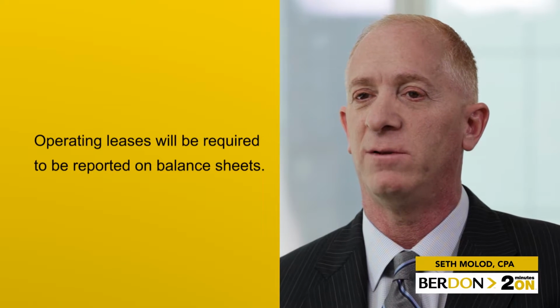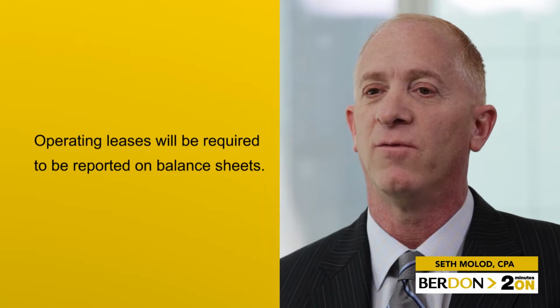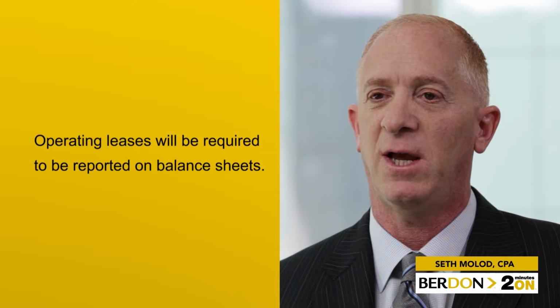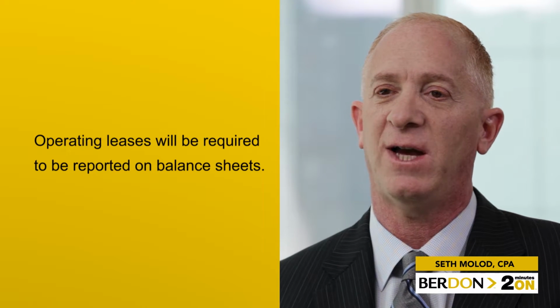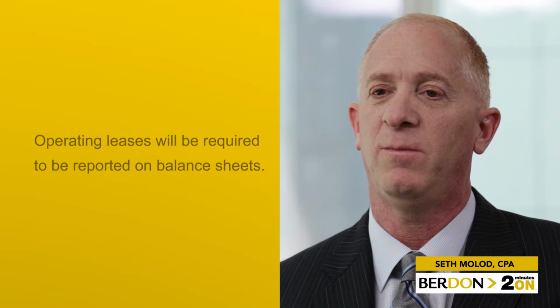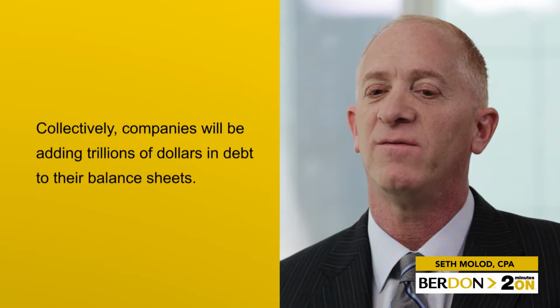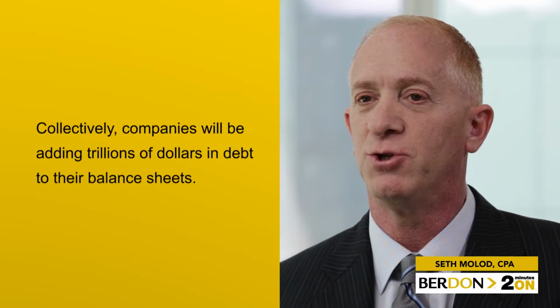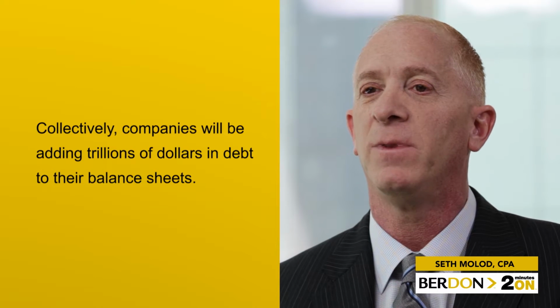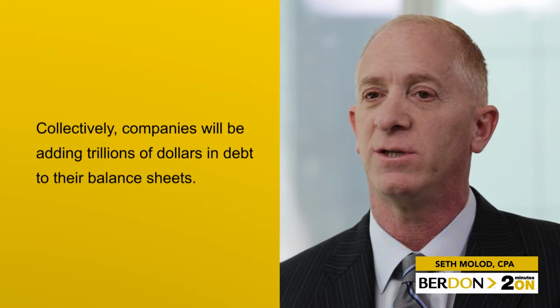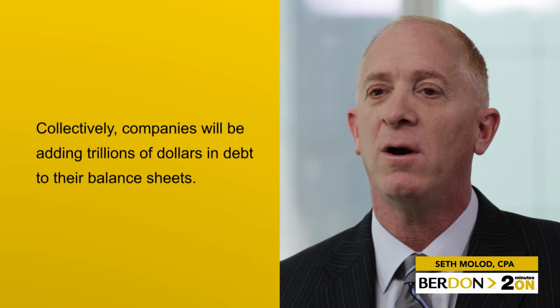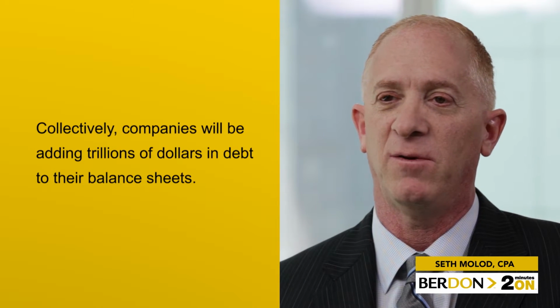Now those operating leases will be required to be recorded on the balance sheets as what's called a right-of-use asset, and then the corresponding liability equal to the future minimum payments under the leases. Now, what does all this mean? This means effectively that companies will be adding literally trillions of dollars of debt collectively to their balance sheets. And as we know, companies do not like liabilities on their balance sheets.